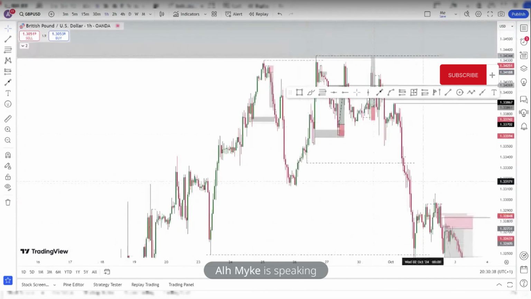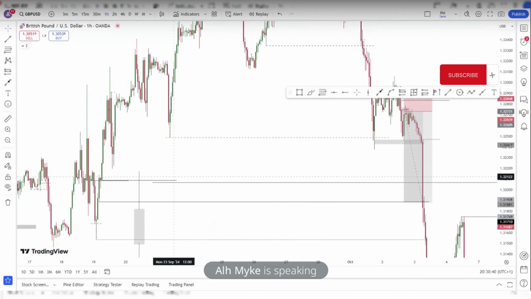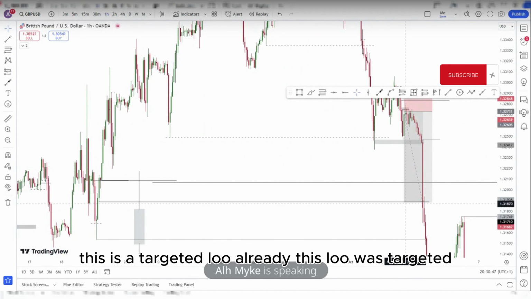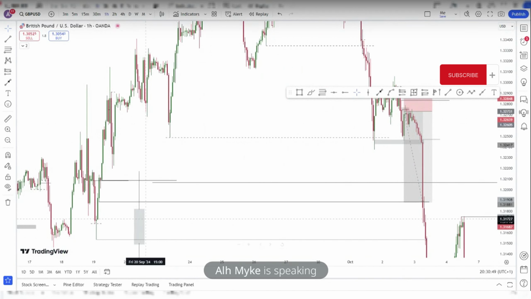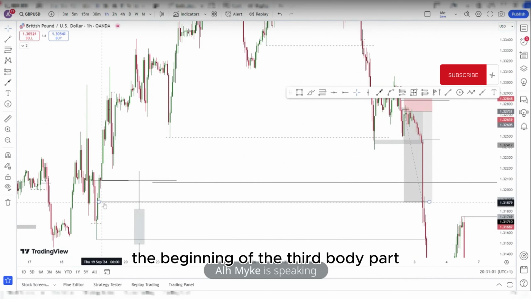Where is that? Okay, so this is the fair value gap right here. This fair value gap is expected because this is a targeted low already. To play safe, let's know that price will come and bounce off this point, then rally up, take you out, and come back to wipe it. Just take your trade from the beginning of the fair value gap and use this as your take profit. It is as simple as that.